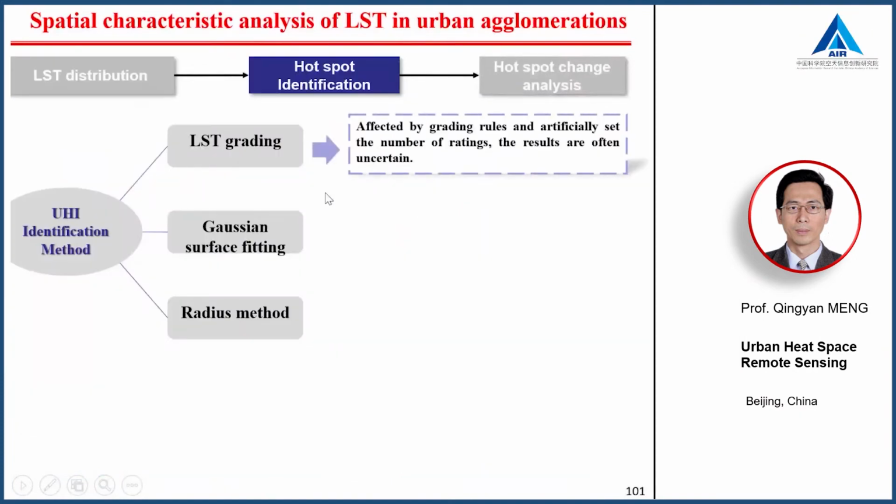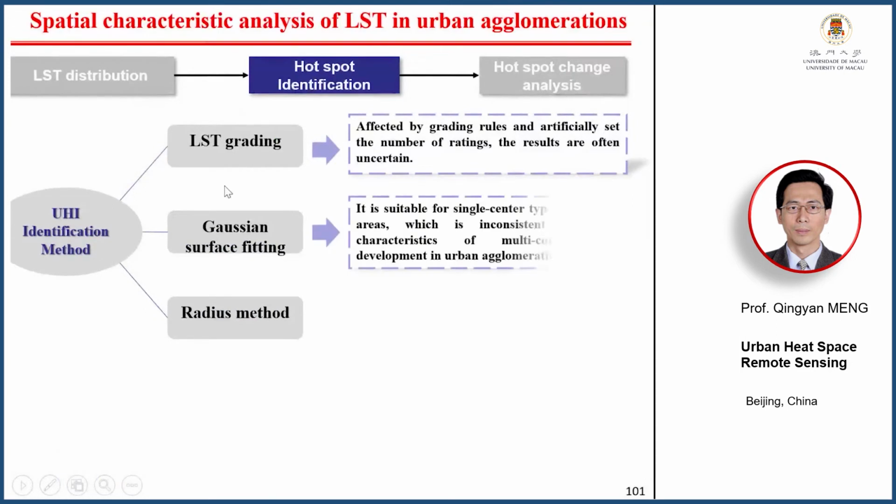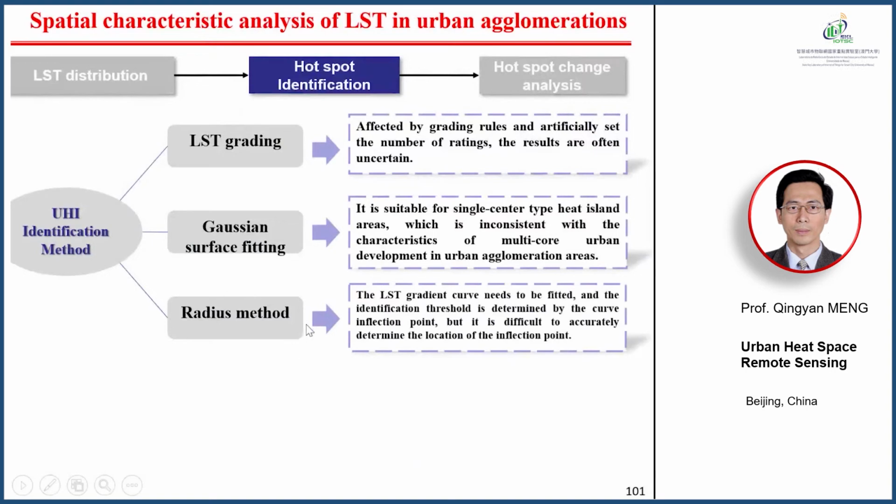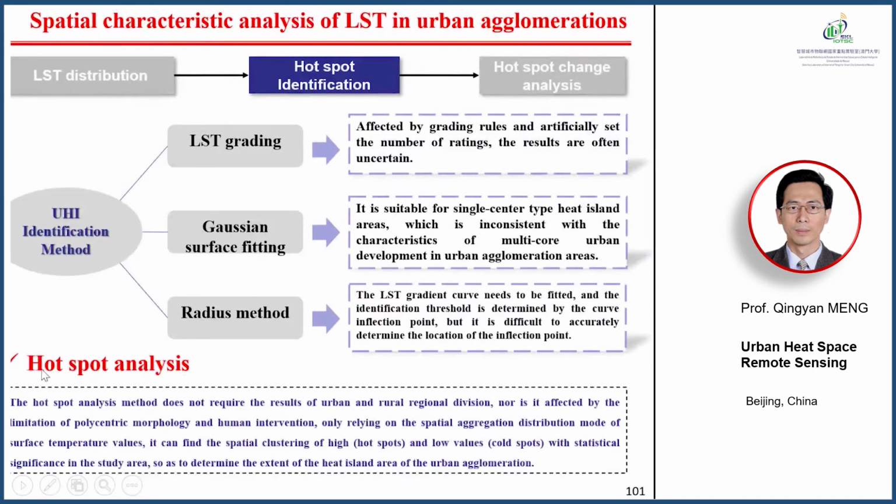Then we put forward a hotspot identification. First, we conduct land surface temperature grading. Then we use Gaussian surface fitting and the radius method, and we conduct the hotspot analysis. The hotspot analysis doesn't require the result of the urban and rural regional division, nor is it affected by the limitation of the monocentric morphology and human intervention.